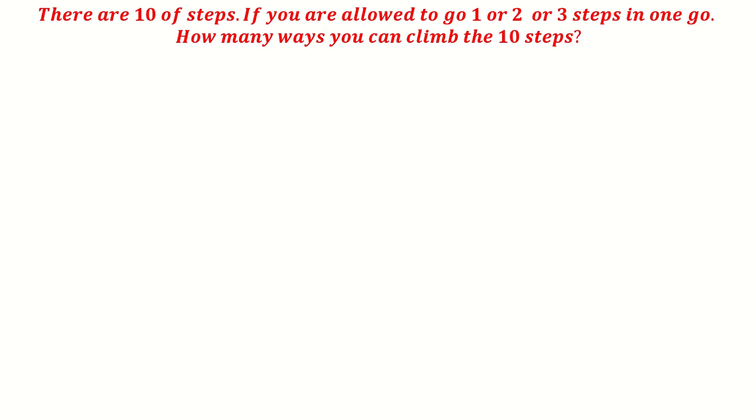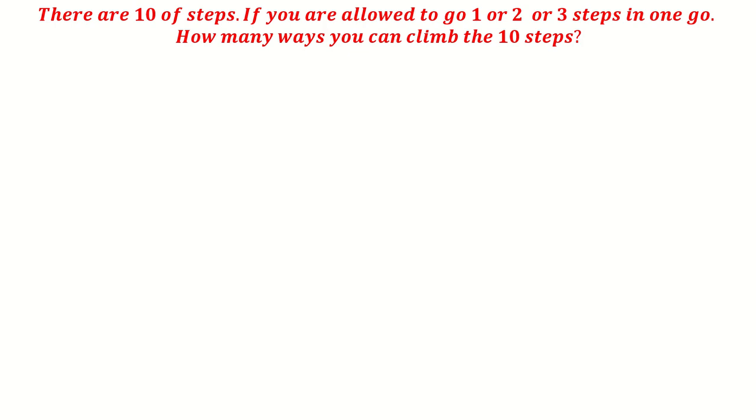Is it similar to the previous one or is there something different? Obviously you can see we are allowed to go 3 steps also. So if you take the third step, not only f of 2 plus f of 1, but there is one more, in 3 steps at a time I can go.